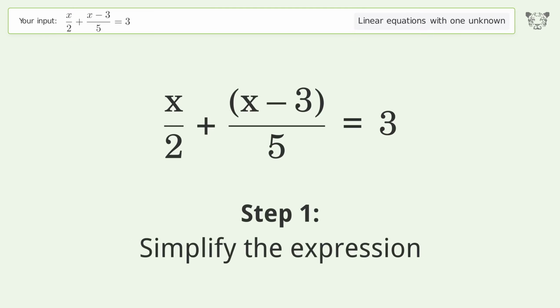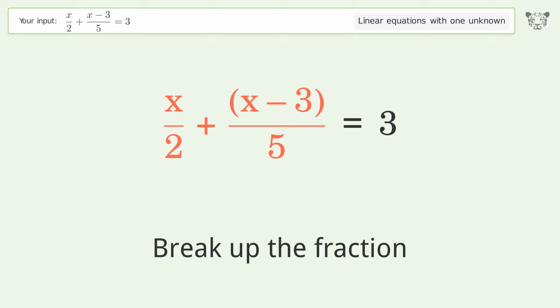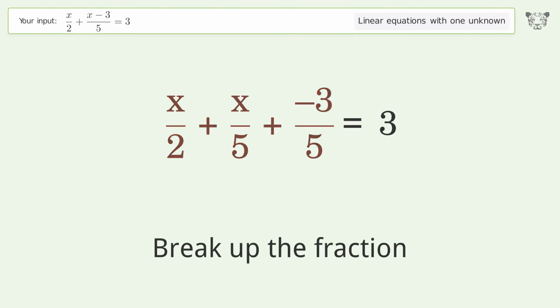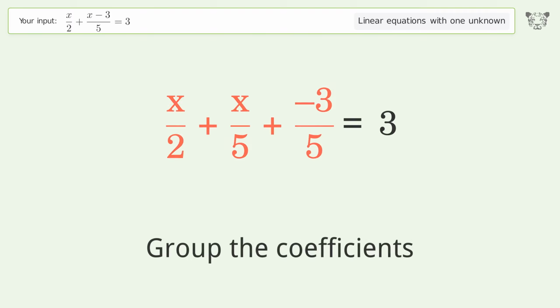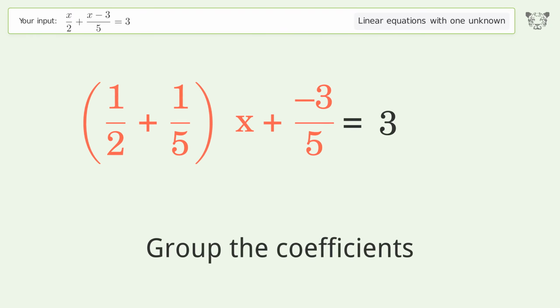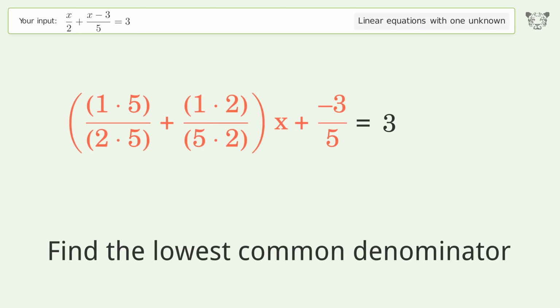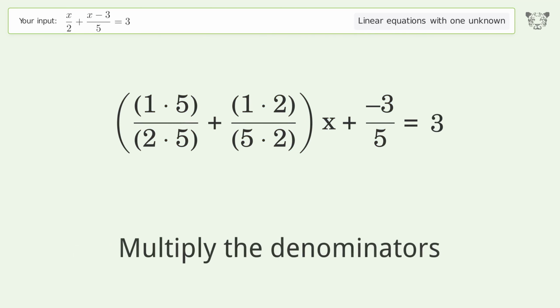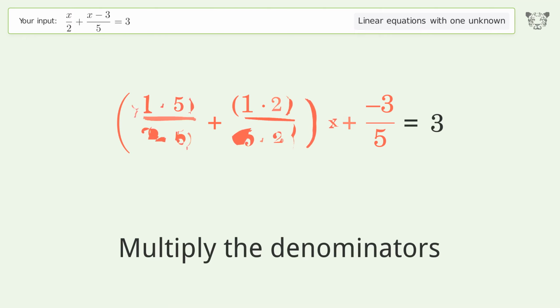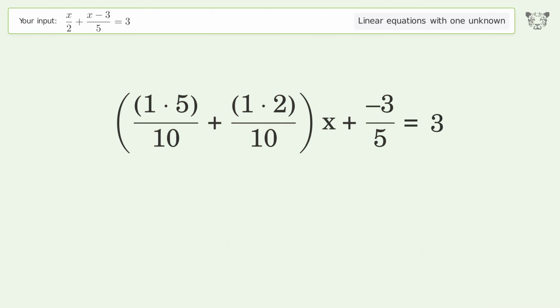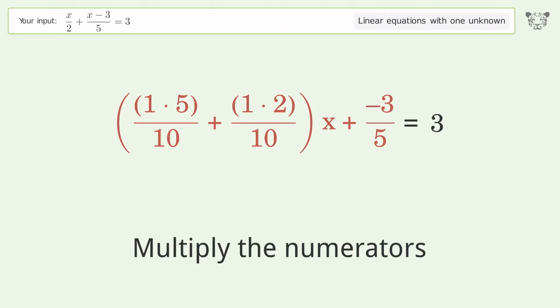Simplify the expression. Break up the fraction. Group the coefficients. Find the lowest common denominator. Multiply the denominators. Multiply the numerators.